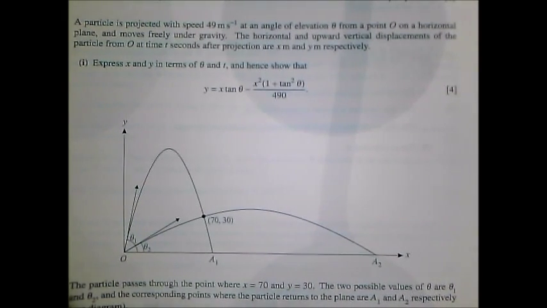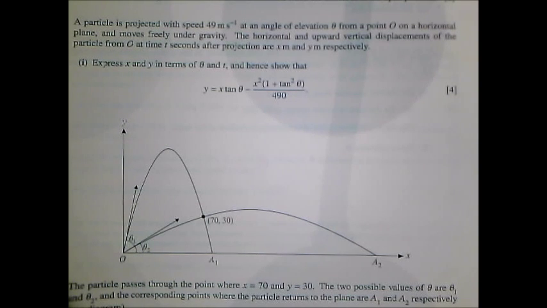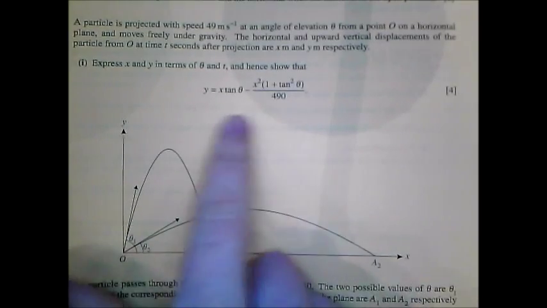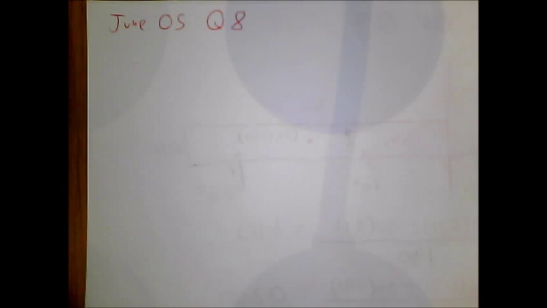Okay, and it moves freely under gravity, so there's no other forces acting on it other than gravity. And we can say that the horizontal and upward vertical displacements of the particle from O are given by these various values here. And we want to express the x and y displacements in terms of theta and t, and we should eventually get a formula that looks very much like this one.